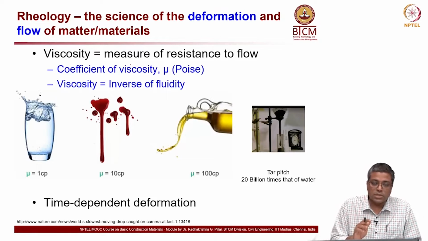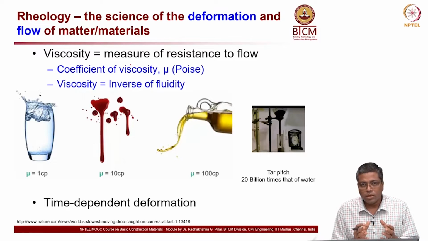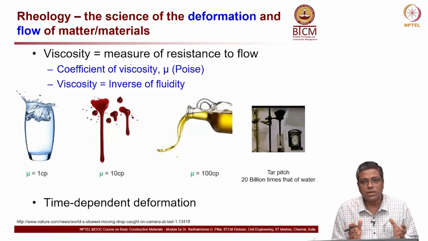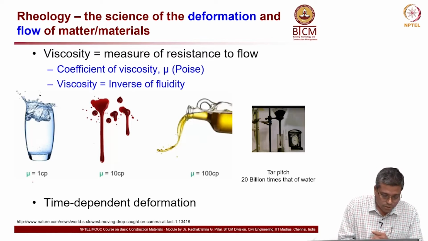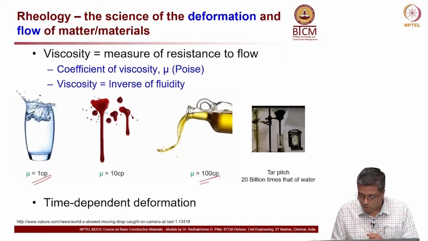Viscosity is the measure of resistance to flow. That means if you think about water and oil, which are probably more familiar to you, water is less viscous than oil, even if the oil is hot. You can look at the numbers here: the viscosity of water is 1 centipoise, whereas for oil it is about 100 centipoise.